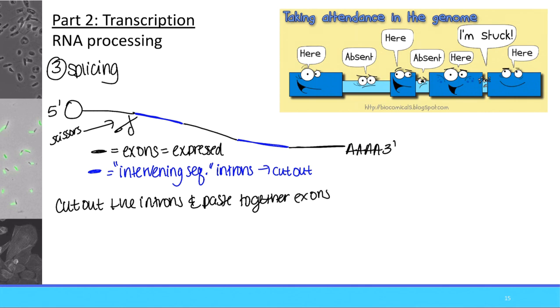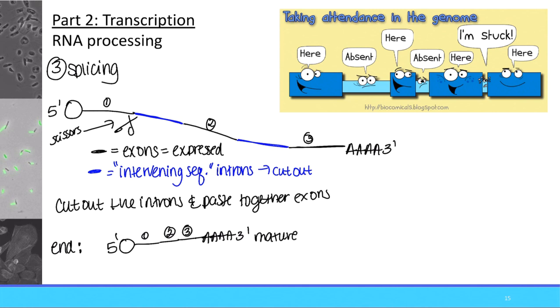And so at the very end, after we've capped it, after we've added a tail, and after we have spliced it, our end product is finally an mRNA. Let's label these exons as exon 1, exon 2, exon 3, and then our poly A tail. So here is our mature mRNA. So eukaryotes have a lot of steps to take before they can get to the dang translation part. We certainly are very, very complicated.